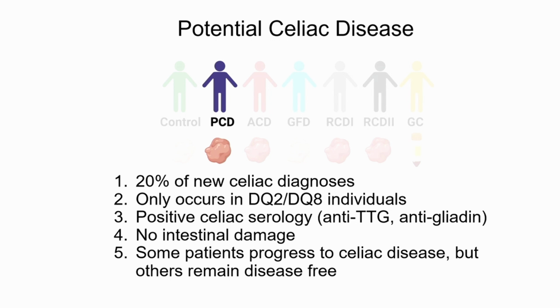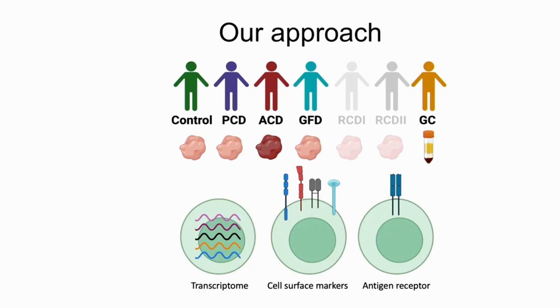So this seems to imply that those CD4 T cells are getting activated. You do have positive serology, so you have anti-TTG and anti-gliadin antibodies, just like a celiac patient. So the CD4 response seems to be intact. You're making the antibodies, you're activating those CD4 T cells, but there's no intestinal damage. So there's some break between this chain of CD4 activation and intestinal damage. This is a patient population we were very interested in and studied. Some of these patients progress to celiac disease, but others may remain disease-free for quite a long time.